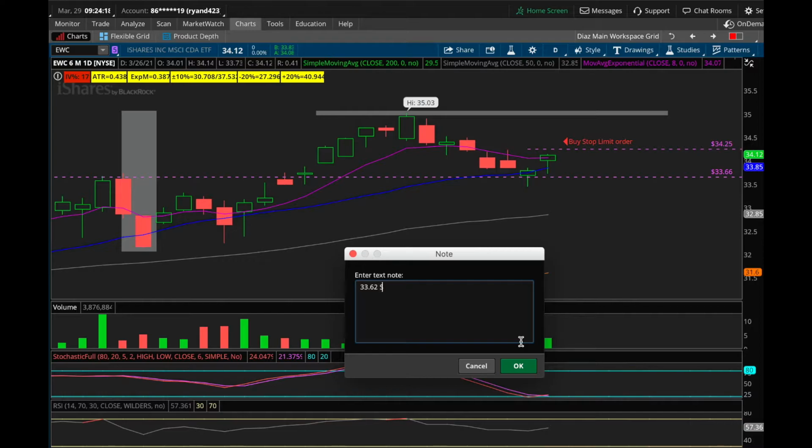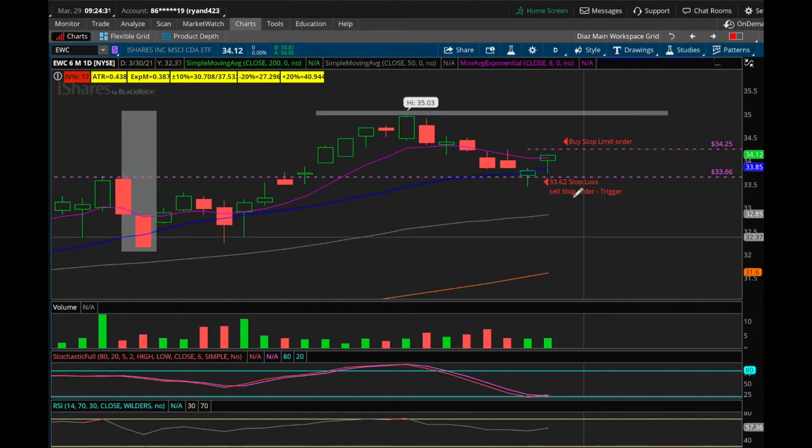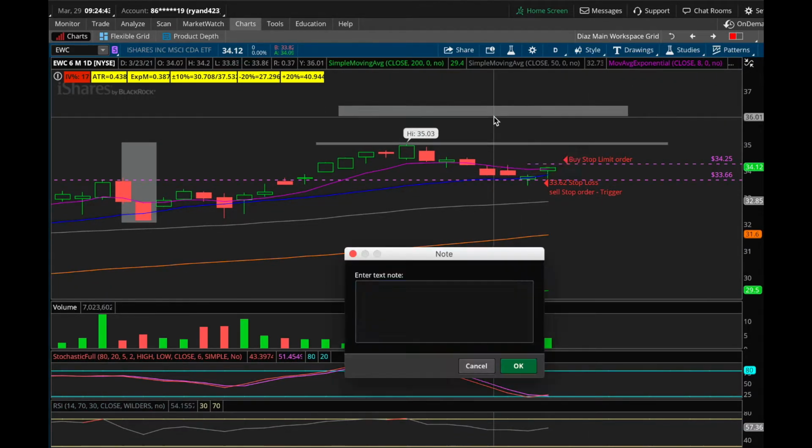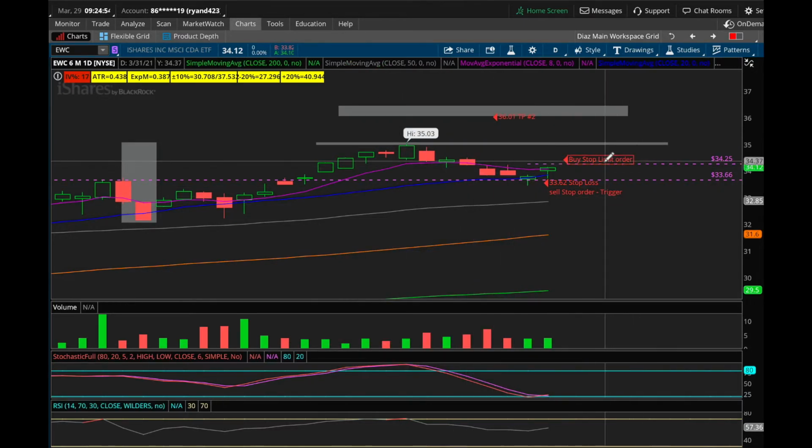33.62 stop loss, and that's going to be a sell stop order to make sure trigger. That's going to trigger you out at 33.62. So that's our stop. This is our buy stop limit. Our target first TP will be about 35.01, but I'm going to give it some room. So I'm going to put about we'll say 36.01, TP number 2.